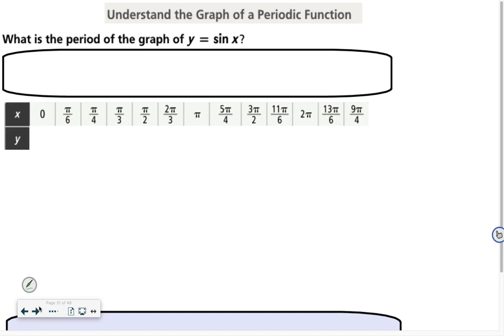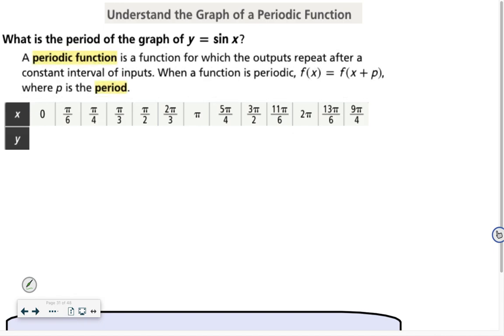Today we are going to learn how to graph trigonometric functions, sine and cosine. In this topic, we are going to learn what period is, what amplitude is, and what midline is as well. What is the period of the graph of y = sin x? A periodic function is a function for which the outputs repeat after a constant interval of inputs. When a function is periodic, f(x) is equal to f(x + p), where p is the period.